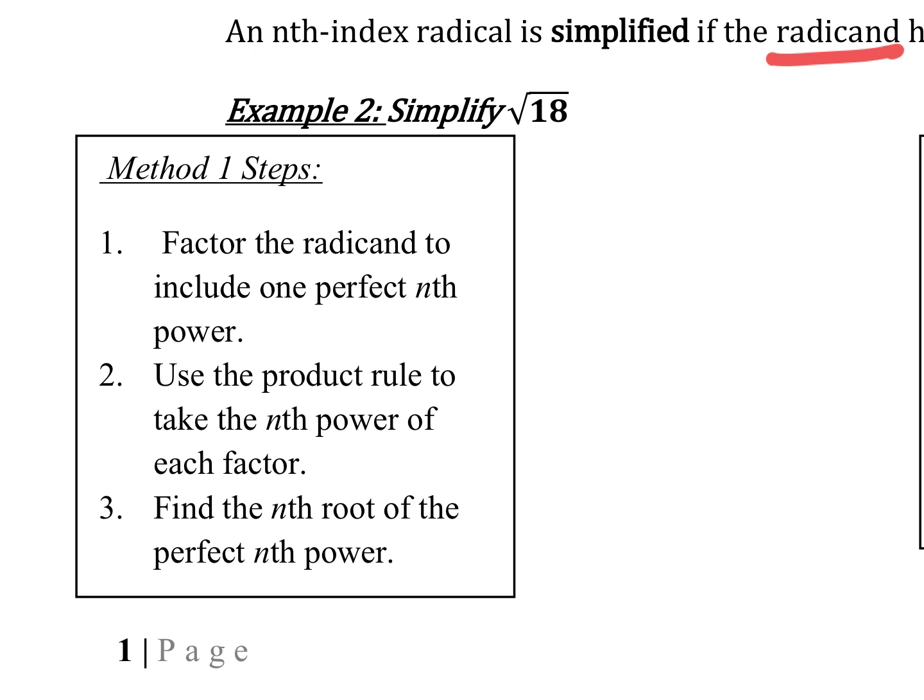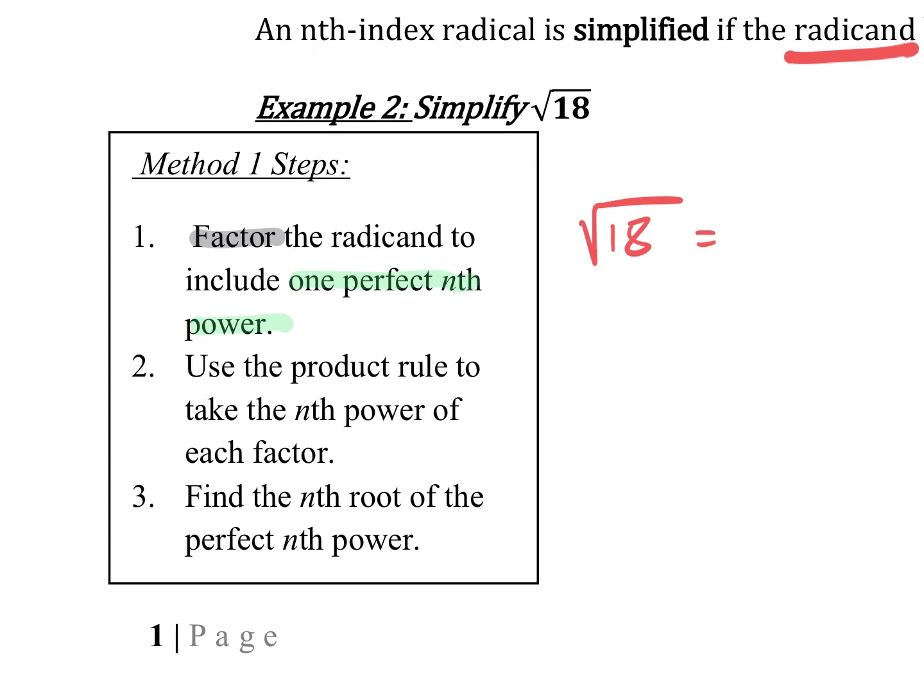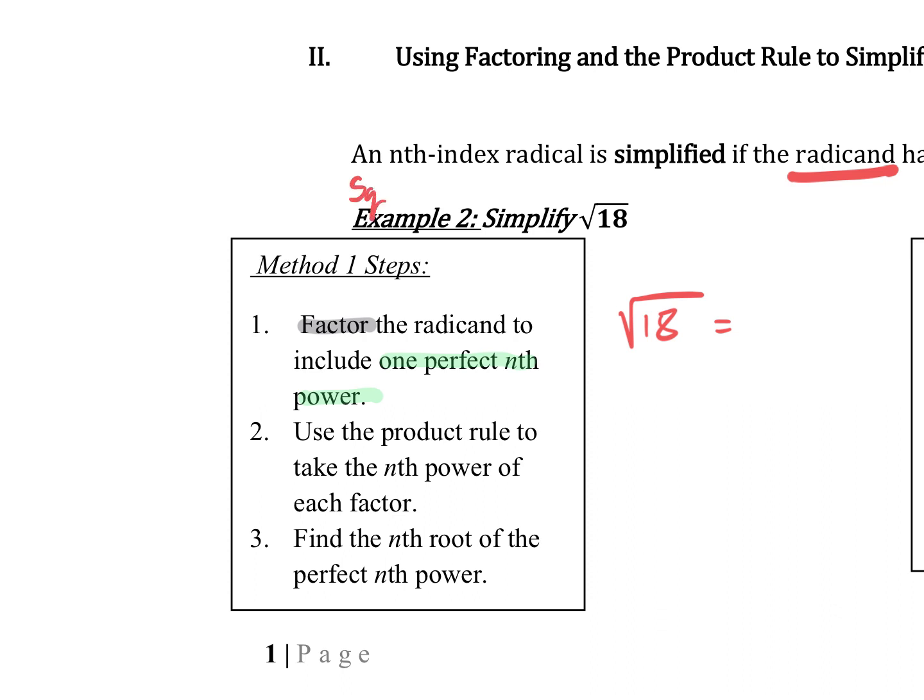First thing we want to do is factor the radicand to include one perfect power. In other words, this is a square root, so n is 2. We want to take this square root of 18 and break it up. We want to say, what are the perfect squares? Remember the perfect squares? They are 1. 1 times 1 is 1. 2 times 2 is 4. 3 times 3 is 9. 4 times 4 is 16. 5 times 5 is 25. So on and so forth. Those are the perfect squares.